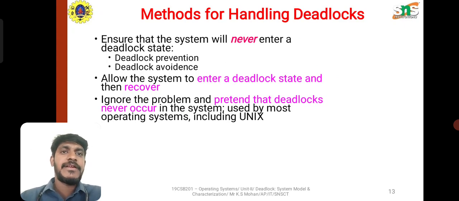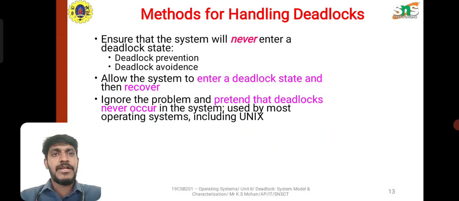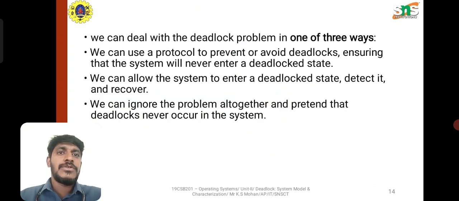So for methods of handling deadlock, we can ensure that the system will never enter a deadlock state. Deadlock prevention and deadlock avoidance are the major ways of handling deadlocks. Or we can allow the system to enter a deadlock state and then recover. Or ignore the problem and pretend deadlocks never occur in the system, which is used by most operating systems including Unix. So we deal with the deadlock problem in three ways: allow the system to enter a deadlock state, detect it and recover; or ignore the problem altogether and pretend deadlocks never occur in the system.